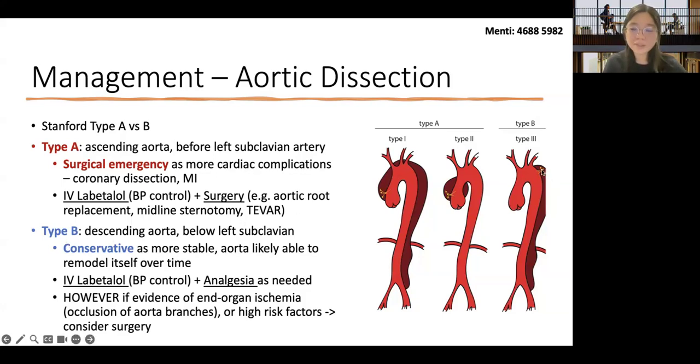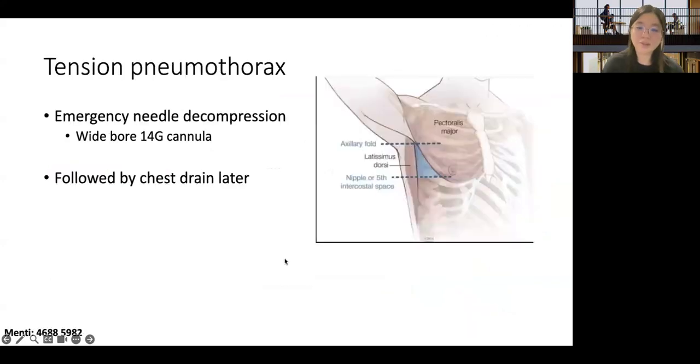But if it's a descending aorta, it's less dangerous. It's possible that the aorta might remodel itself over time. But let's say it affects the kidneys, like here, these are the renal arteries, I believe, and if there's end organ ischemia, you would like to consider surgery as well. And for both of them, you would give BP control. So labetalol is a really powerful beta blocker to help control hypertension, which, just to link it back, is the most important risk factor for this condition. You also give analgesia for the recovery because it's very painful.